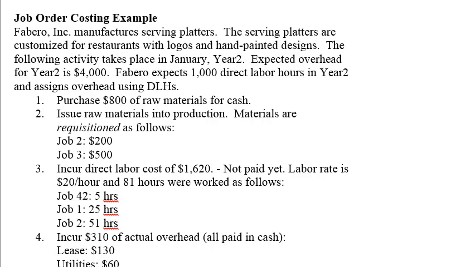So they apply overhead to products as they're building them, using some estimate of overhead that they had at the beginning of the year. You can see that estimate here on your document in the last two lines of the leading paragraph. They expect overhead costs for year 2 to be $4,000, and the cost driver that Fabero uses is direct labor hours. They are also estimating direct labor hours for year 2 to be 1,000. So 4,000 divided by 1,000 is how we'll compute the predetermined overhead rate. We'll use that rate to apply overhead to products as they pass through the system.